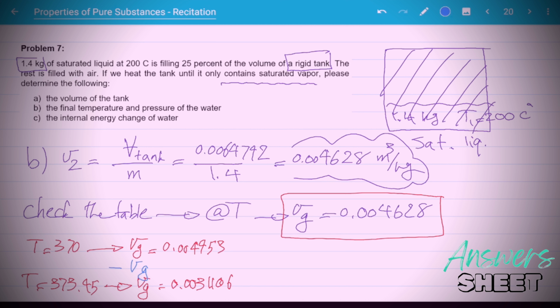So we are here in terms of specific volume, and we are looking for the temperature. You guessed it, we need to do a linear interpolation. I'm not going to do the linear interpolation here because we've already done one example in this video. So I'm just going to write down the final answer. The temperature that we are looking for is 371.3 degrees Celsius.